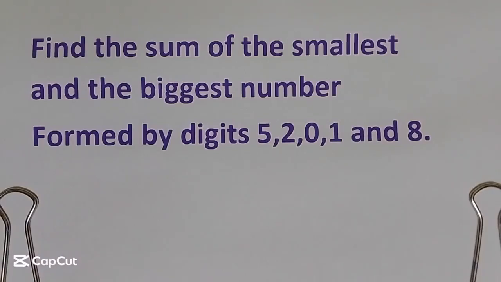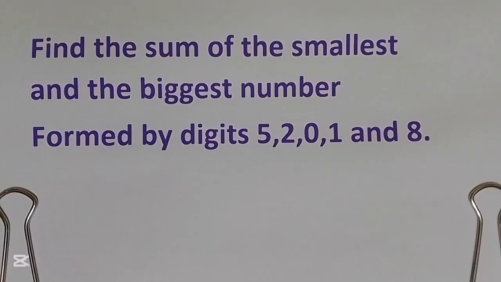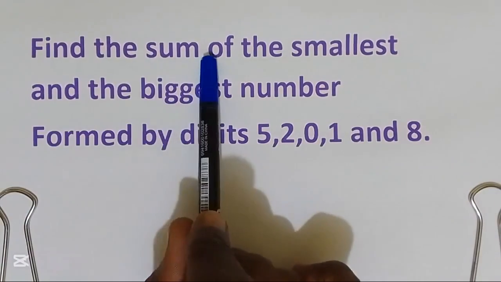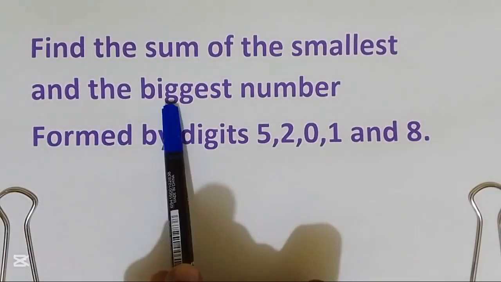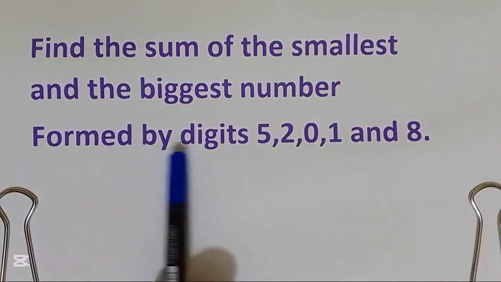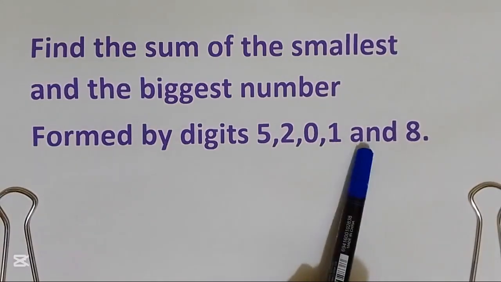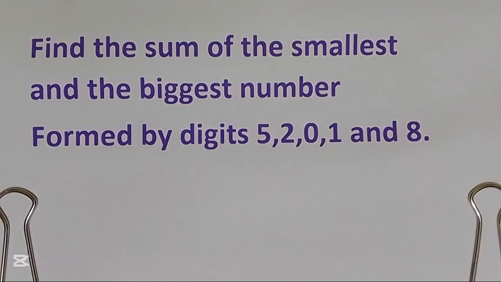Can you find the smallest and the biggest number using digits 5, 2, 0, 1 and 8 and then add them together? It sounds easy, right? The question says, find the sum of the smallest and the biggest number formed by digits 5, 2, 0, 1 and 8. Let us see if we can beat the trap that most people fall onto.